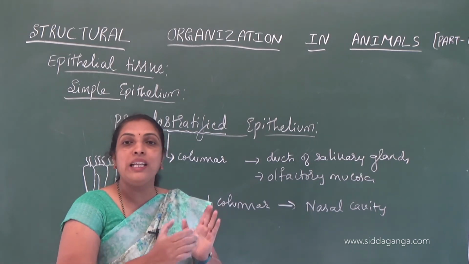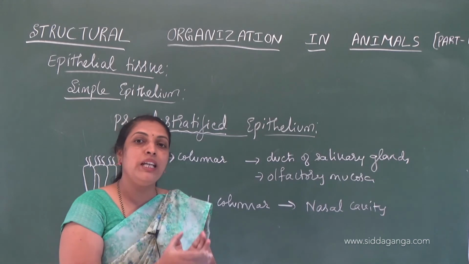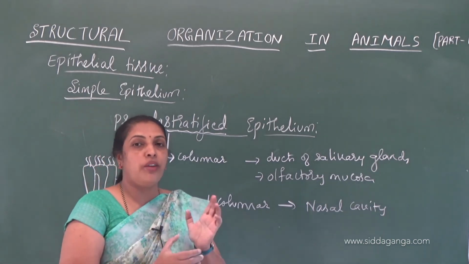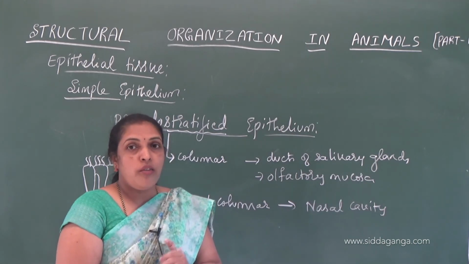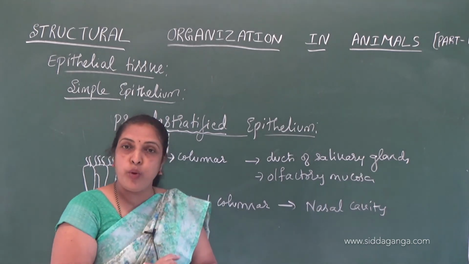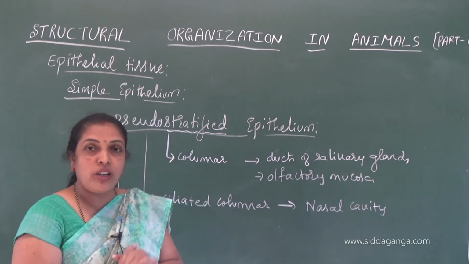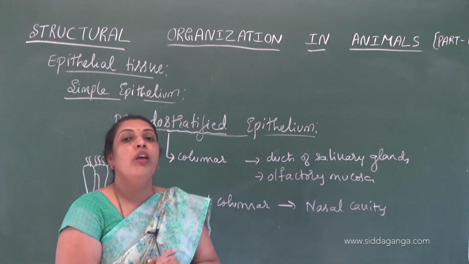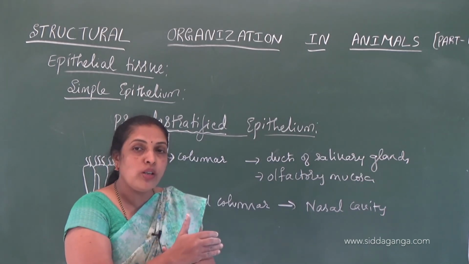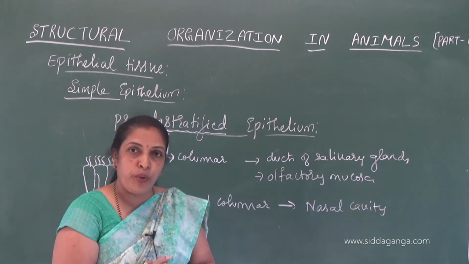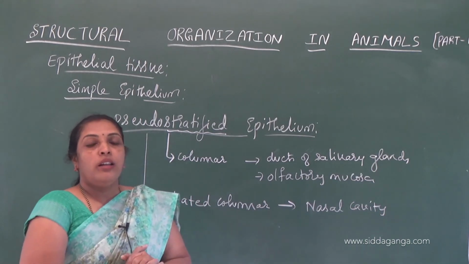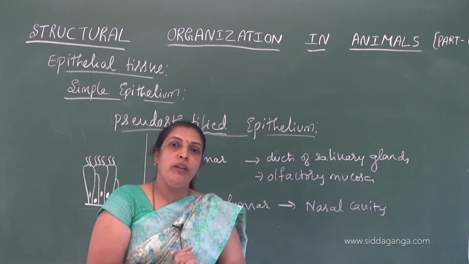When the columnar epithelium and cuboidal epithelium have hair-like structures called cilia on their free surface, we call them ciliated cuboidal epithelium and ciliated columnar epithelium. We find these in bronchioles and in fallopian tubes. In bronchioles, it pushes the mucus and dust towards the nasal cavity, whereas in the fallopian tube, the cilia help to move the ovum towards the isthmus part of the fallopian tube where fertilization occurs.